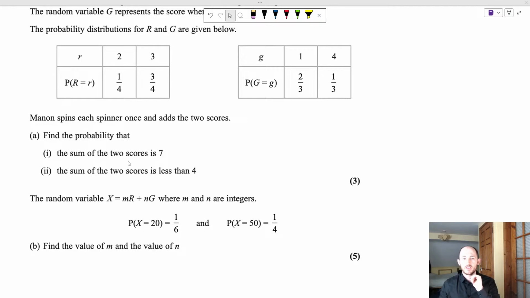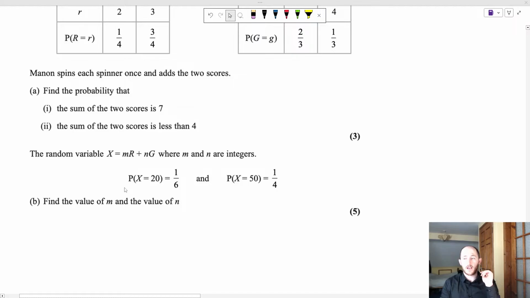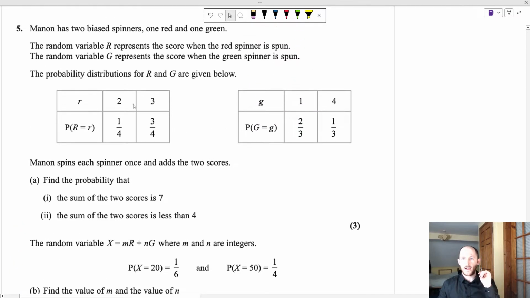Part 1, find the probability that the sum of the two scores is 7. If I have a look at this, by the way, this is called discrete random variables if you want to look up the chapter. The only way I can get 7 is if I roll a 3 and a 4. Right?